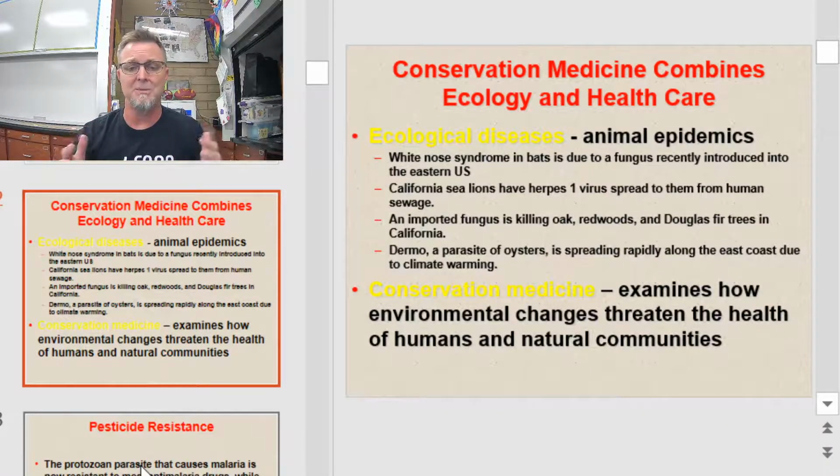So humans aren't the only ones that are exposed to disease, right? Conservation medicine examines how environmental changes threaten the health of humans and our natural communities. And it's a growing area of science, and it's something that is hugely important for our future.